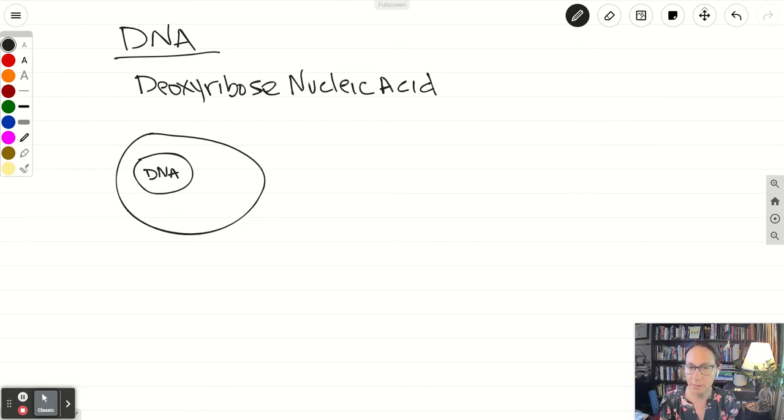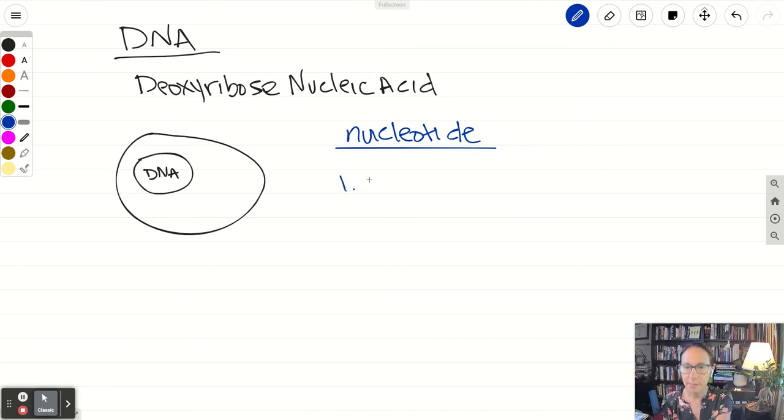And I have talked about this in the past, but I'm going to go into a little bit more detail today. Okay, so DNA is made of monomers like all big biomolecules are. And the monomer for DNA is called a nucleotide. And if you remember, nucleotides are made of three parts. And the three parts are the following.